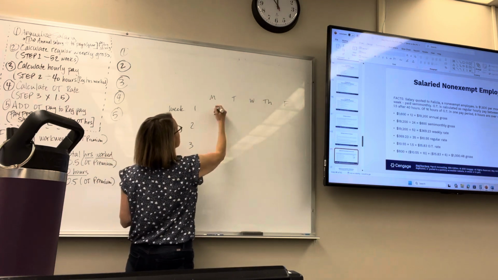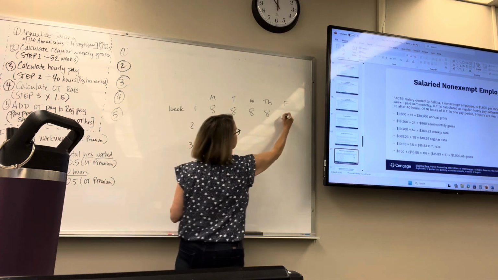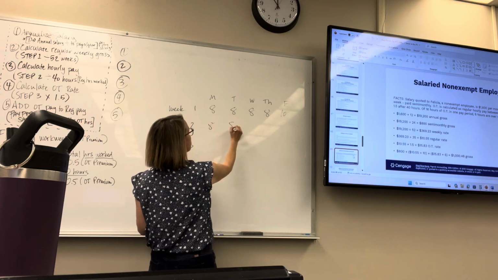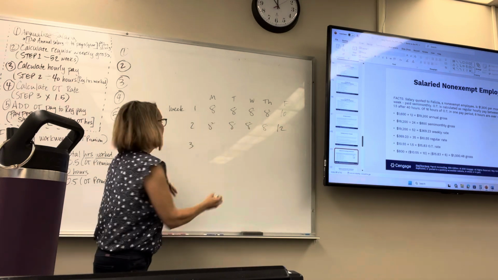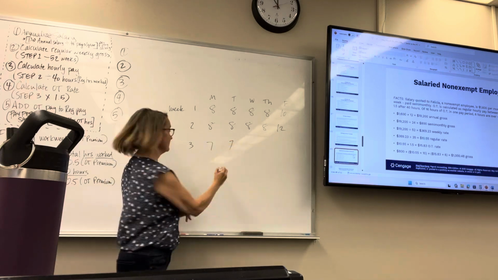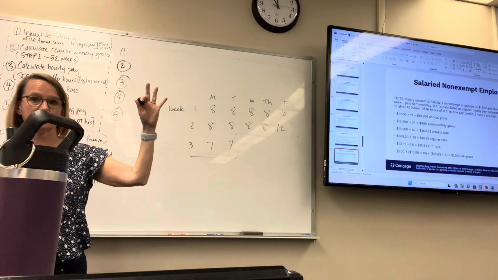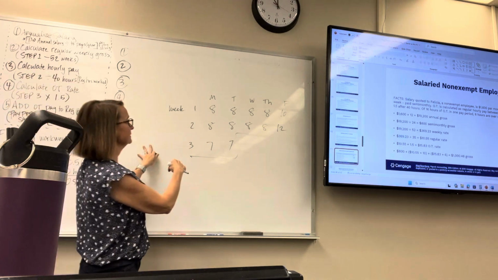Let's say week 1, she worked 8 hours, 8 hours, 8 hours, 8 hours, and 10 hours. And then she worked 8 hours, 8 hours, 8 hours, 8 hours, and 12 hours. And then she worked 7 hours and 7 hours. And that's her pay period. So you can visualize that. If it's a 31-day month, you could see how it could go through almost 2.5 weeks.